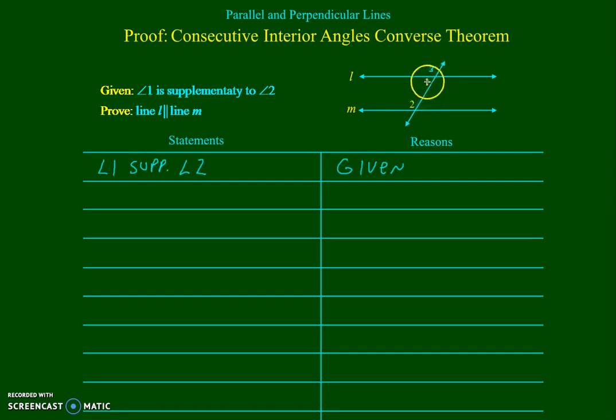And if you remember the congruent supplements theorem, you know that if you have two angles that are supplementary to the same or congruent angles, then those angles have to be congruent. So the congruent supplements theorem allows me to say that these two angles are congruent. Therefore, these two lines are parallel by the corresponding angles converse postulate. So that's the general plan for my proof.